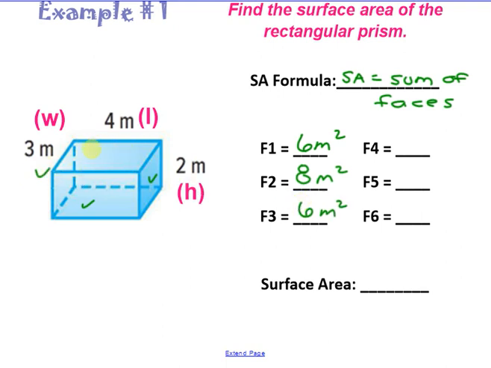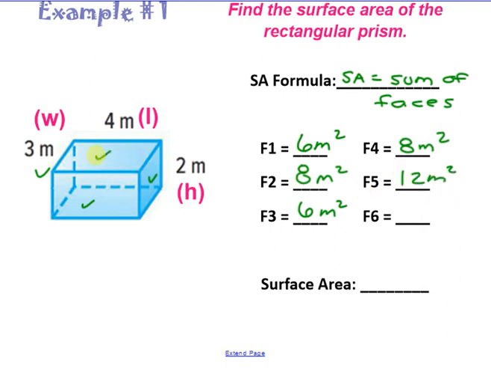Okay. Now my back side that's facing away from me, 4 across and 2 tall. So 4 times 2 is 8 meters squared. Now I'm going to do the top. So 4 across and 3 wide. So 3 times 4 is 12 meters squared.